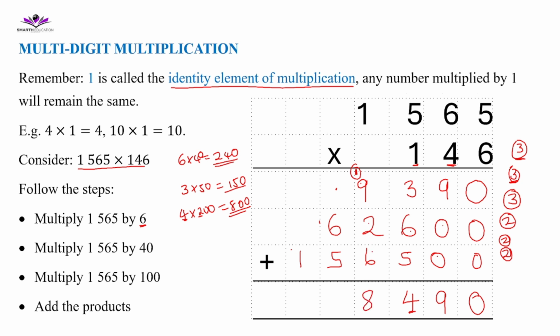This is 18,000. So we write down the 8 here under thousands, and then we carry the 1 to the 10,000s. So now under 10,000s, we have 1 plus 6, which is 7, 7 plus 5, which is 12. Write down the 2. This is 12 10,000s. So write down the 2 here, and then carry this 1 to the 100,000s like this. So under 100,000s, we have this 1 and this 1. 1 plus 1 is 2. So that's the answer there. So the answer is 228,490. That's how we do multi-digit multiplication.